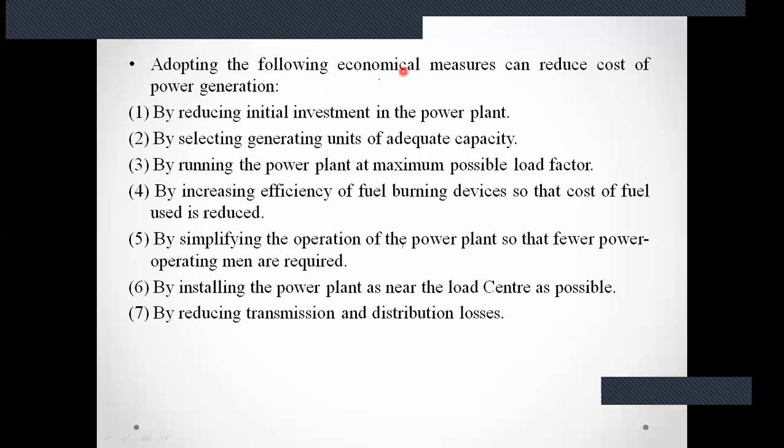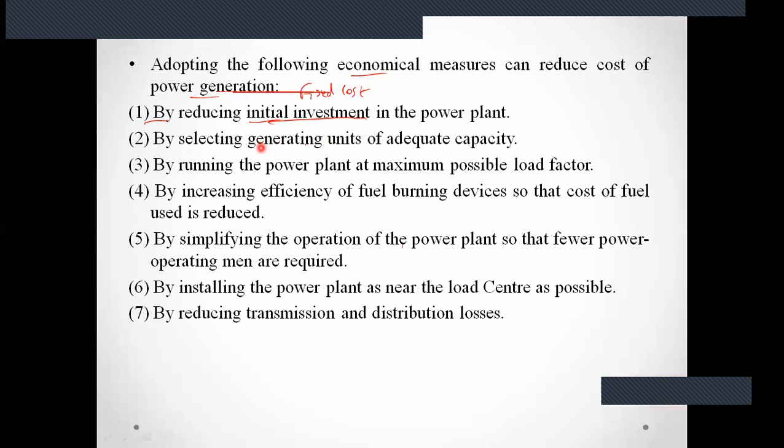If you adopt the following economical measures, you can reduce the cost of power generation. Normally, the cost of producing power is very high, so if we adopt some methods, we can reduce it. First, by reducing the initial investment. If we reduce the initial investment, that is our fixed cost, then our cost of power generation will be less.